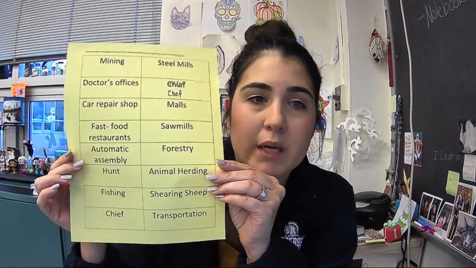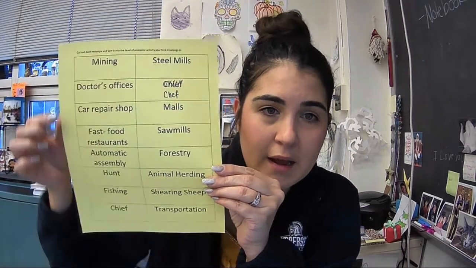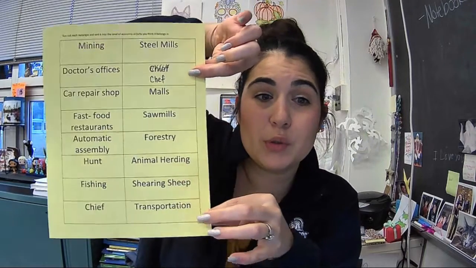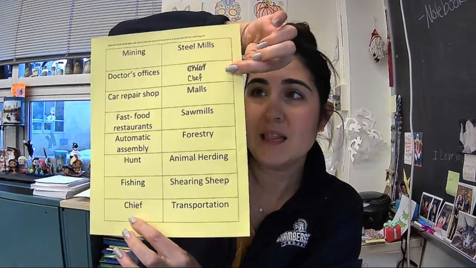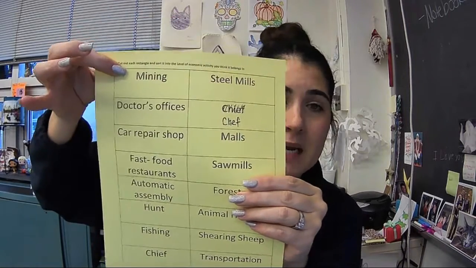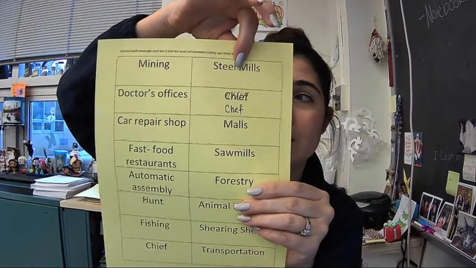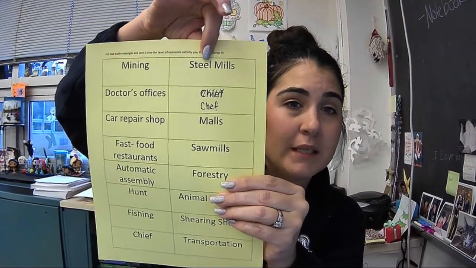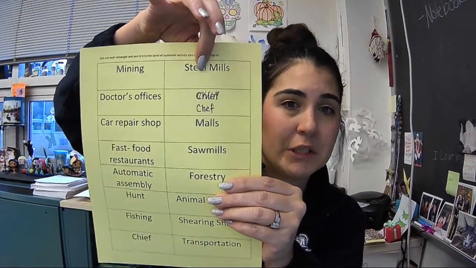So what you're going to do is you want to cut out every single one of these. Now I do want to point out this one right here. Yes, we had two chiefs. This one up here is supposed to be chef. Okay, so we have mining, we have steel mills. Steel mill is basically where they take the product and make it into steel, the raw material.